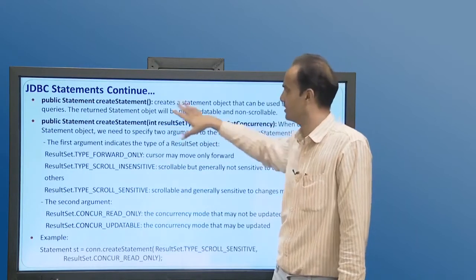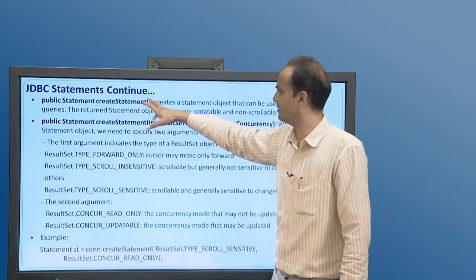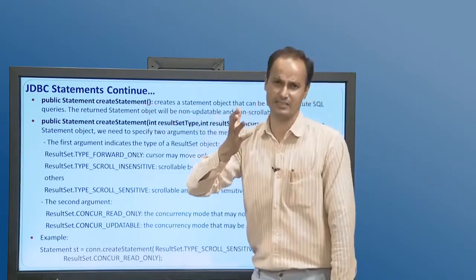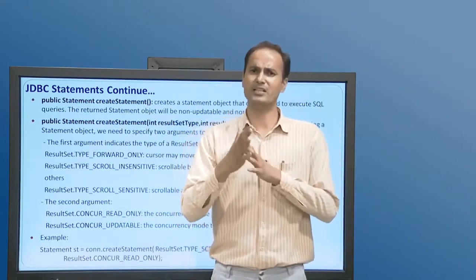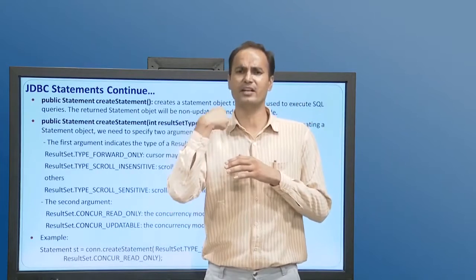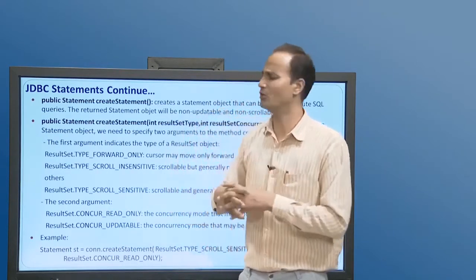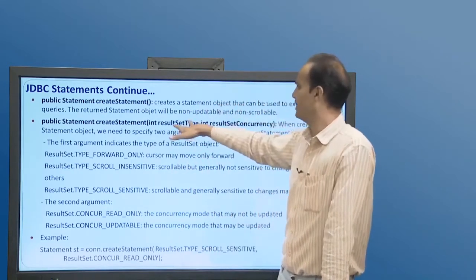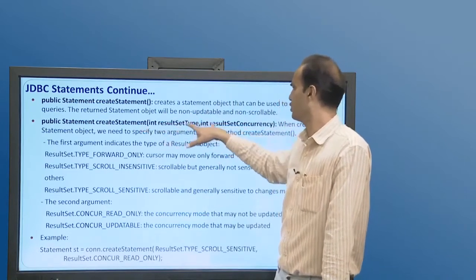What does it mean? In simple terms, when we use the createStatement method without arguments, it creates a non-scrollable result set. That means we can't scroll the data we have retrieved from the database. But from JDBC 2.0, we can use a scrollable result set by passing these arguments to the createStatement method. Both are constants.